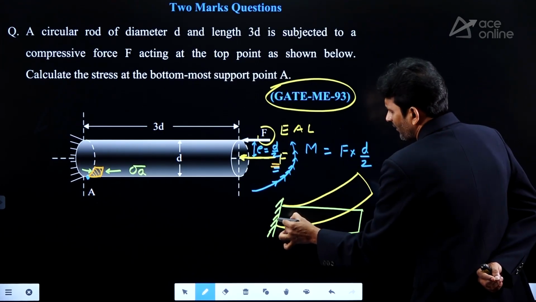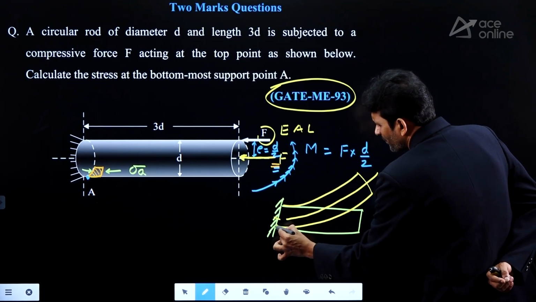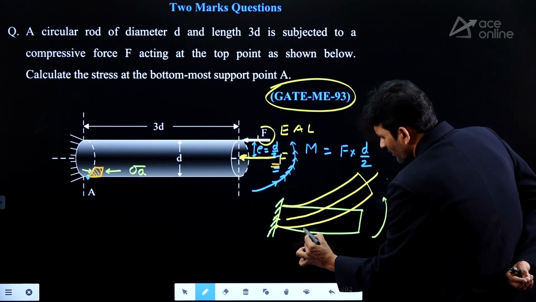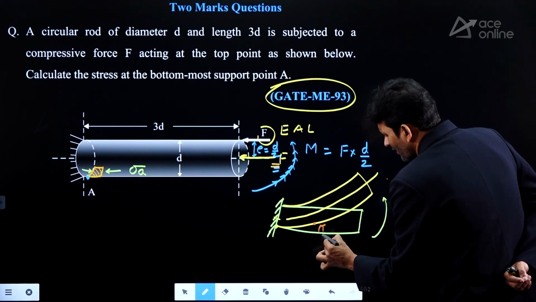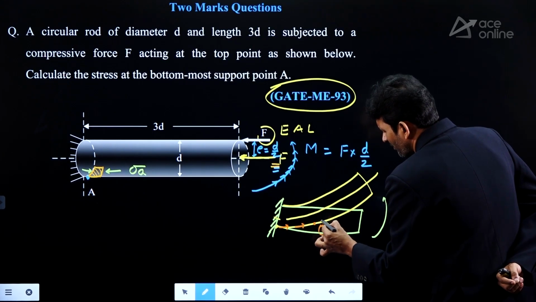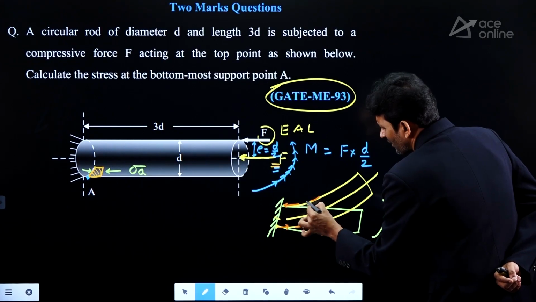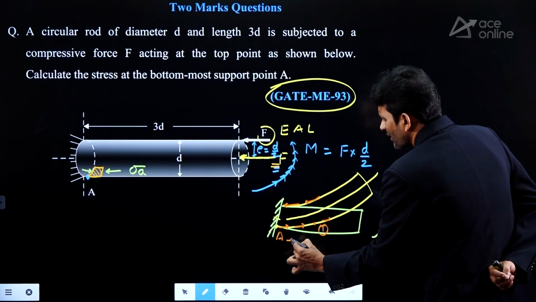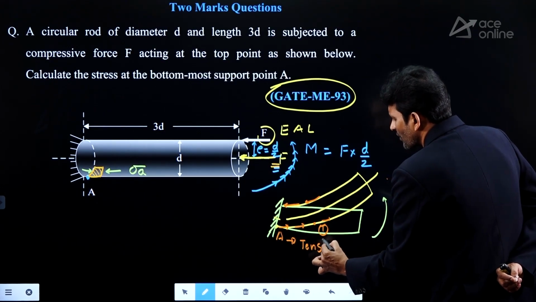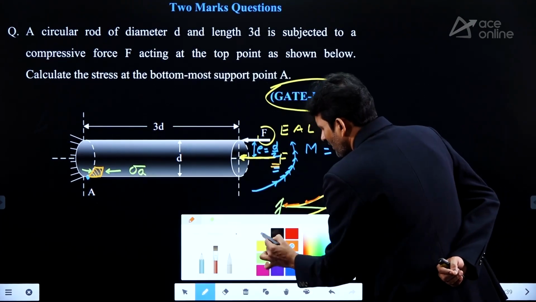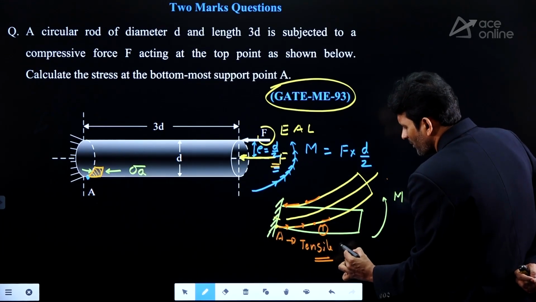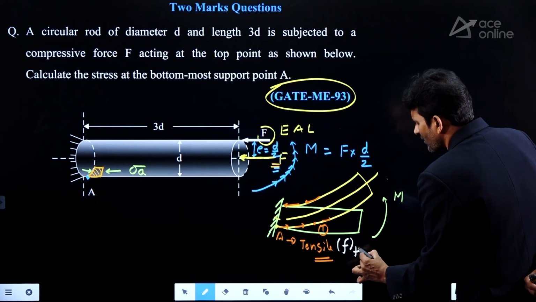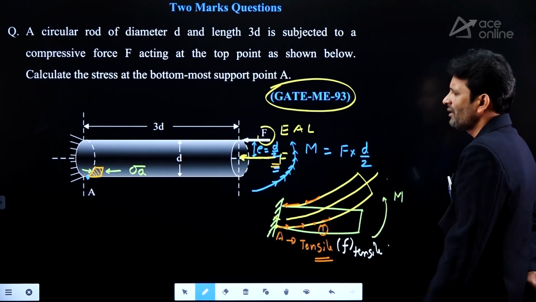If I take the deflected position of the beam, the bottommost layers we are observing under tension clearly. Tension we are observing on the bottom side, compression on the top side. But point A lies on the bottommost fiber, so point A is experiencing tensile nature bending stress. Obviously, sigma bending, or I can write it as F, has tensile nature.